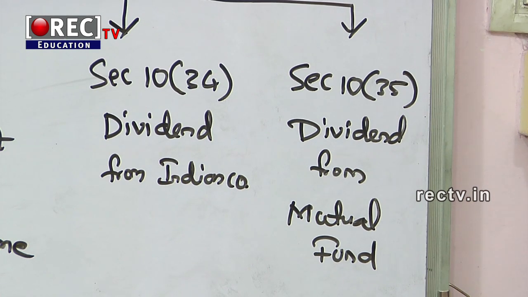Next, section 10 subsection 35. Dividend from mutual funds. If an assessee receives a dividend from mutual funds, such as investment, even such dividend is exempt from tax under section 10 subsection 35.